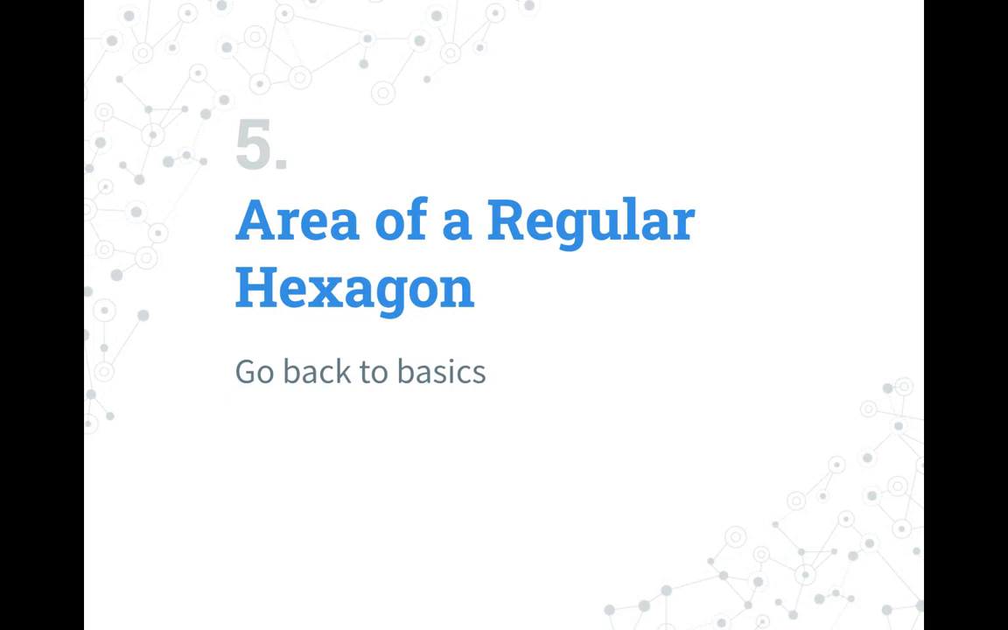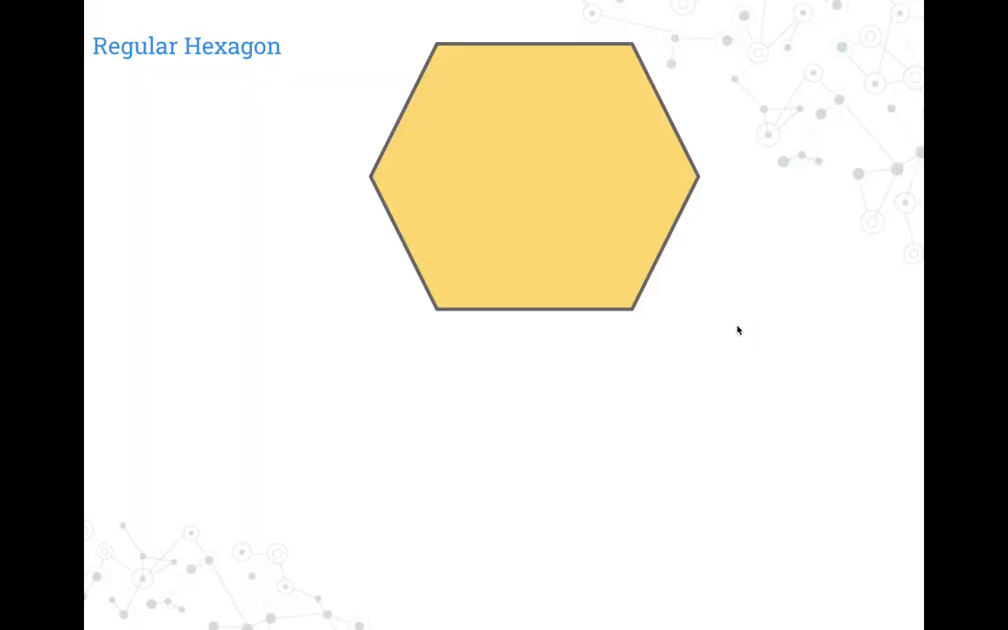So now let's look at the area of a regular hexagon. To examine the area of a regular hexagon, we're going to go back to one of the most basic shapes, one of our favorite shapes, and that is the triangle. So before we get to the area, we have to go through some new terminology first. Okay, so if you have a regular hexagon, it looks something like this.